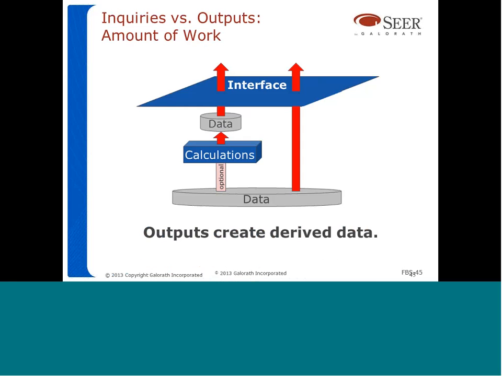Just to emphasize here the difference between inquiries and outputs, it's related to the processing. So as you can see, an output is something that takes data from inside the application. It performs calculations on that data. It probably creates additional data, or sometimes we call this derived data, and it presents that data to the user. On the other hand, the inquiry is just a pure retrieval of data. So the data is taken from inside the application and is presented to the user without any calculations or processing.